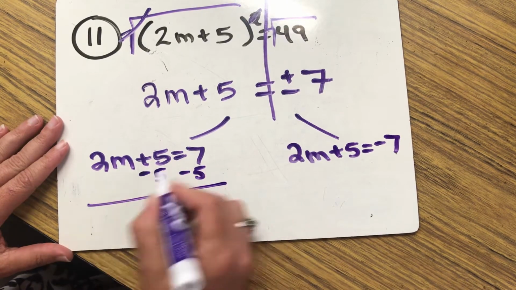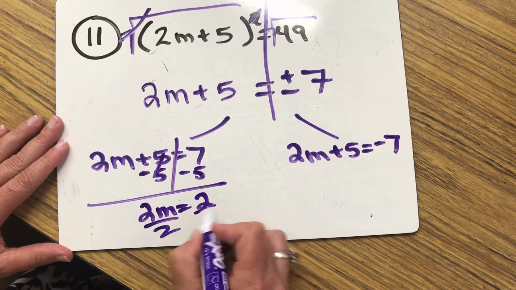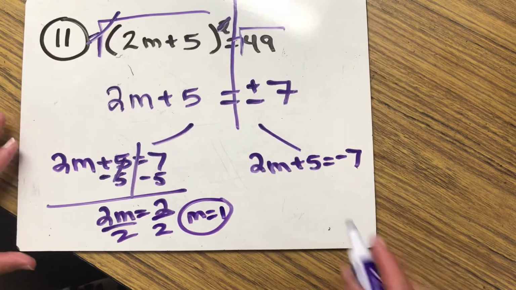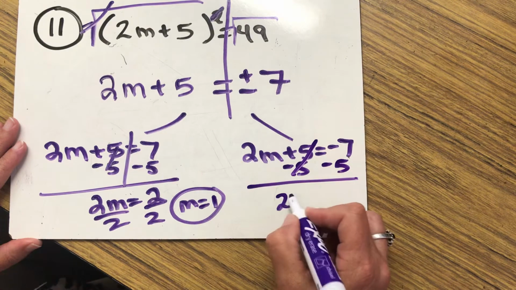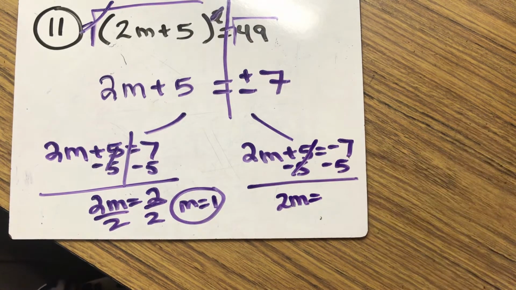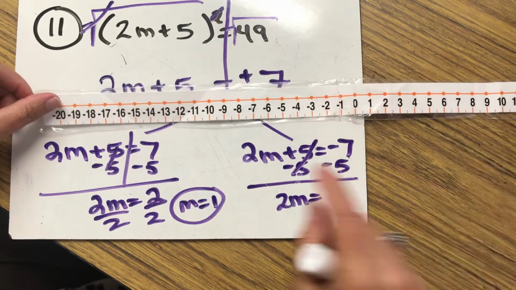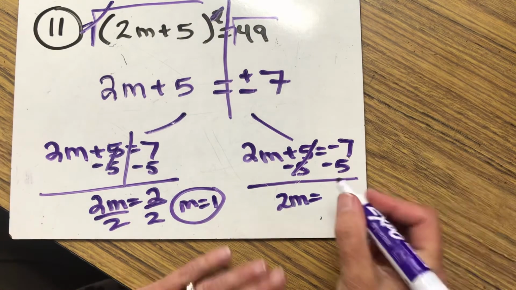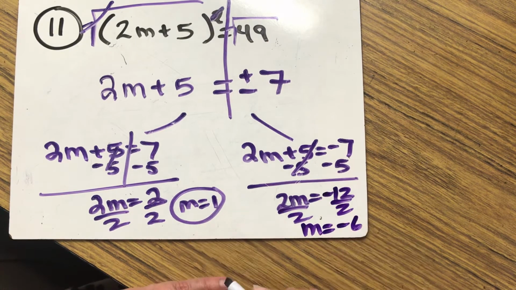So we solve by opposites, isolating the variable. 2m equals 2. M equals 1. There's our first answer. Cool. Next. Take the opposite, solve. 7, 8, 9, 10, 11, 12. If you need your number line, this is a good time to have it. You're at negative 7, and you're going to go back 5. Negative 7, back 5. 1, 2, 3, 4, 5. You're at negative 12. And then you're going to divide both by 2. M equals negative 6. So you have two answers.